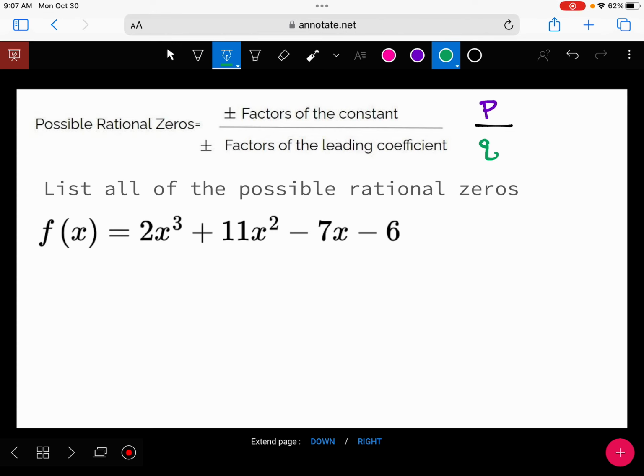Okay. So the constant is P. On this particular function, what is our constant? The 6. So this is our P. What is Q? 2. So it's just about the constant at the end, the very last. Our leading coefficient is the number in front of our biggest exponent.